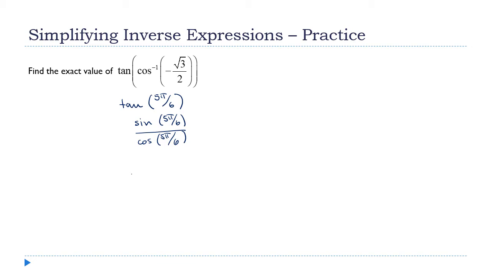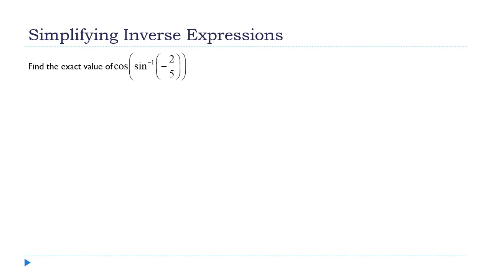So this is going to be 1/2 divided by negative square root of 3 over 2, which is negative 1 over the square root of 3, which is negative square root of 3 over 3. And there's your answer. Again, it really is just being mindful of those range restrictions.